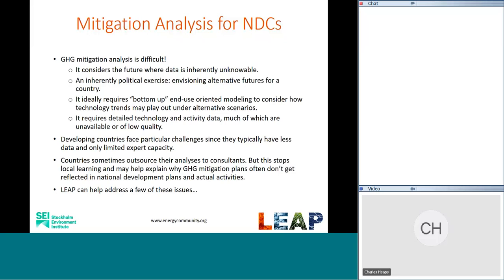And it really requires a lot of detailed data. It requires you to think about how technology trends might play out under alternative policy futures. And that requires detailed technology and activity data. That's particularly difficult in developing countries, where much of the data you need is either unavailable or of low quality. Developing countries face particular challenges in doing mitigation analysis. Typically, they have less data readily available, and typically they have a shortage of the expertise you need to do these kinds of analyses. So that's been a big challenge for many developing countries.